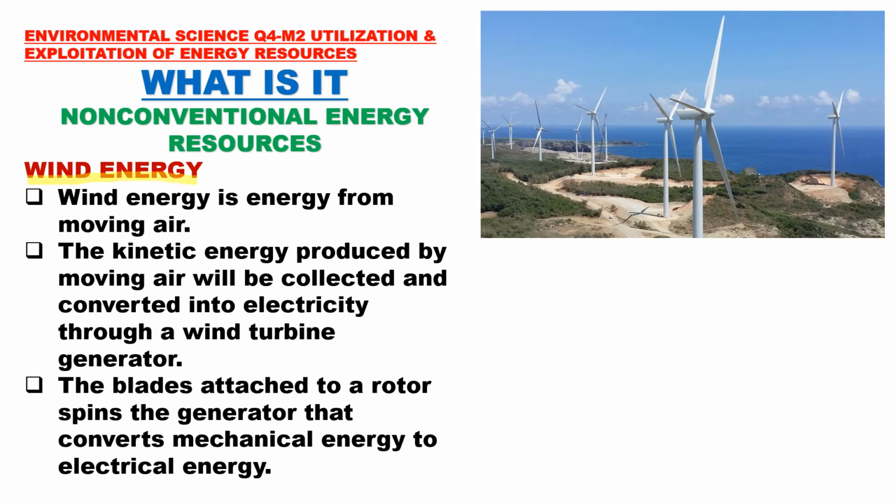Wind energy. Wind energy is energy from moving air. The kinetic energy produced by moving air will be collected and converted into electricity through a wind turbine generator. The blades attached to a rotor spin the generator that converts mechanical energy to electrical energy.